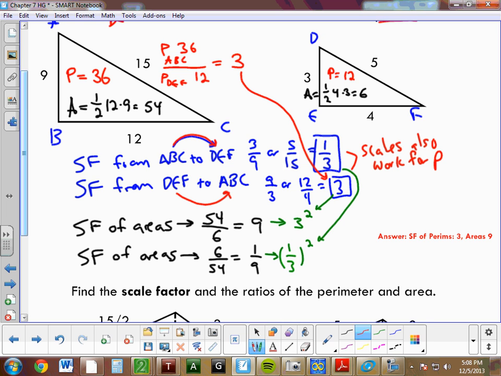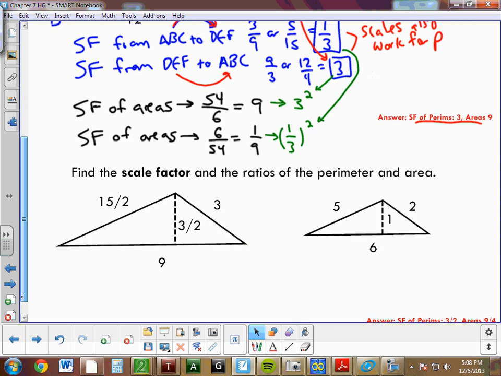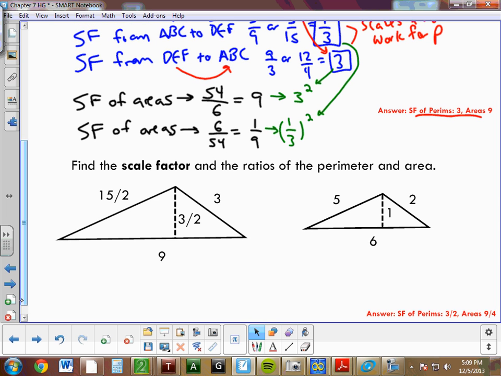So over here, when I did the answers, I did the scale factor from the smaller one to the bigger one. If you did it from the bigger one to the smaller one, it also works out. So it just depends what the question's asking for. If you scroll down, I've got another example here, and you can try it, and you can look at the scale factor of the perimeters and the areas.